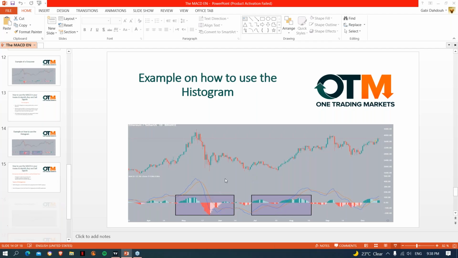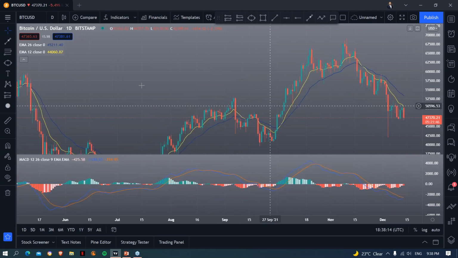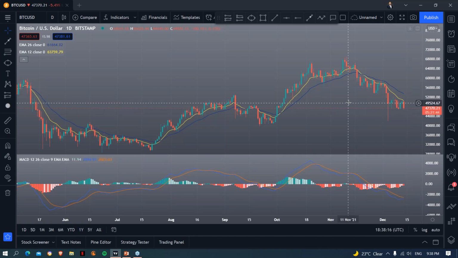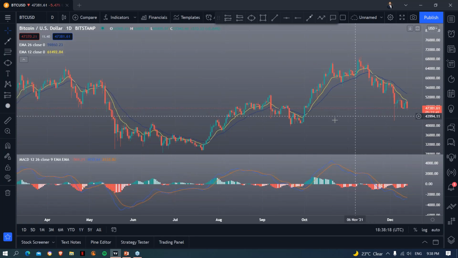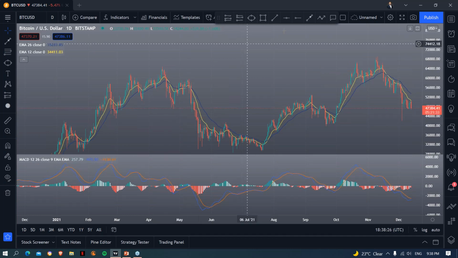Let me show you how this works on a real life example. Let's see if we can catch some divergences. So this is the Bitcoin price, for example, okay? Let's see if we can find any divergences here. I think that is one. Yeah, that is one. Let me show you here.